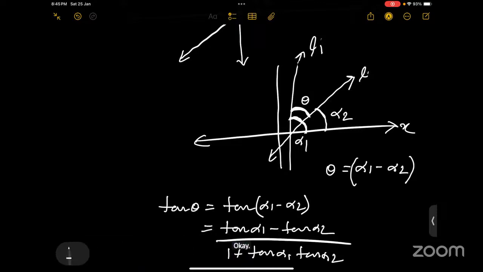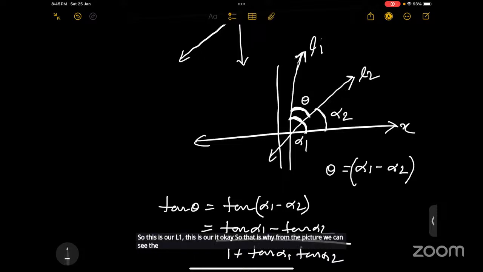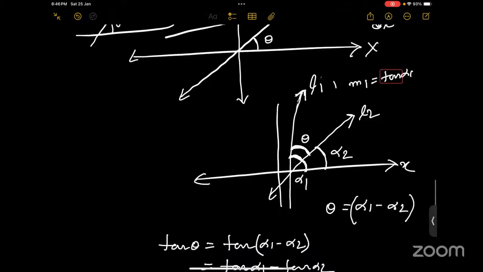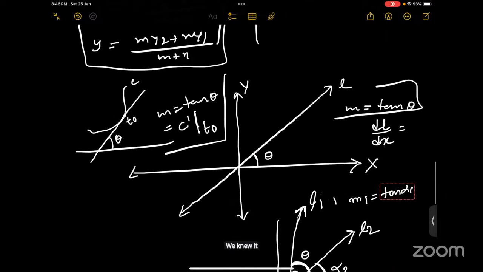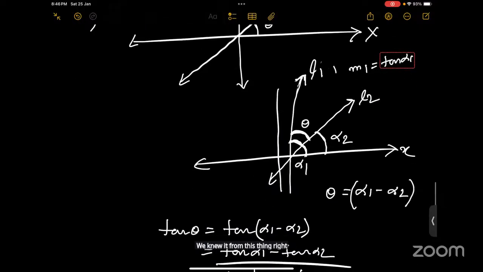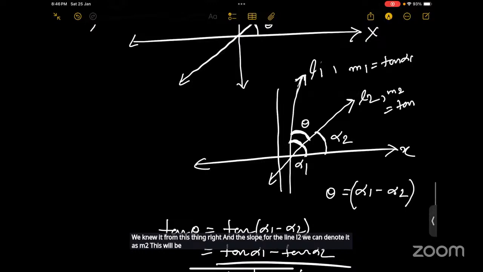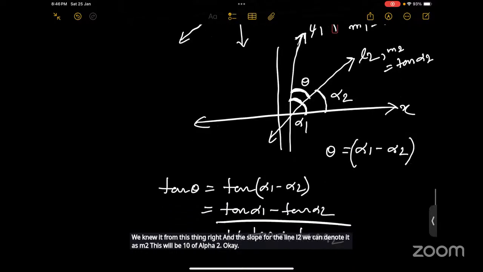So this is our L1, this is our L2. From the picture we can see the line L1 is making the angle alpha 1 with the x-axis. So the slope of the line we can denote as M1. This will be tan of alpha 1, right? We knew it from this. And the slope for the line L2 we can denote as M2. This will be tan of alpha 2. Is it fine? Yes, ma'am.